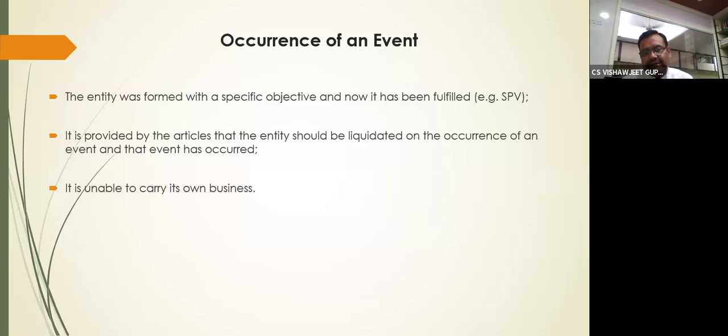It may be provided by the articles that the entity should be liquidated on occurrence of an event, and that event has occurred. So if it is written in the articles and that event has occurred, then the corporate person can be closed by passing a simple majority resolution. Also, if the company is unable to carry on any business and has not made any default, then the corporate person can be liquidated voluntarily.